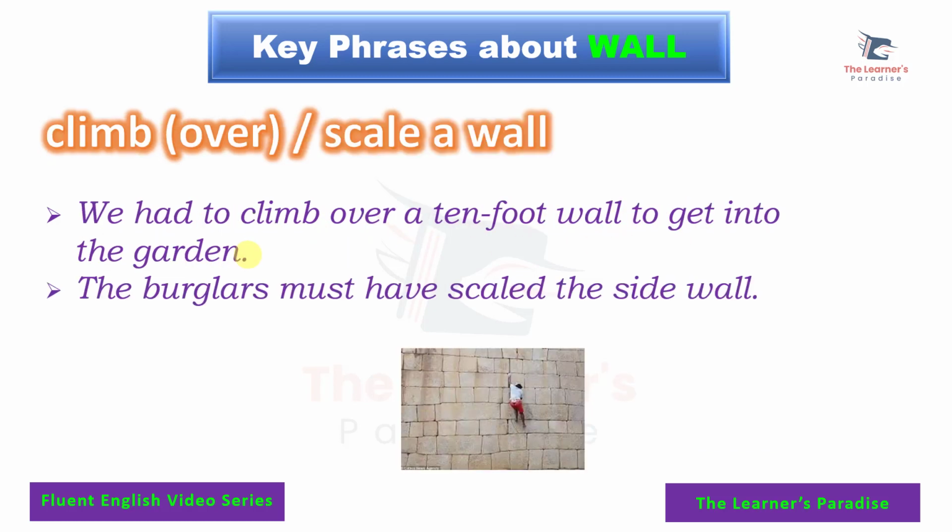Next we have climb over a wall or scale a wall. You can use any of these words to refer to when you climb the wall, like this person. This person is climbing the wall, right? Example sentences: We had to climb over a 10-foot wall to get into the garden. The burglars must have scaled the side wall.